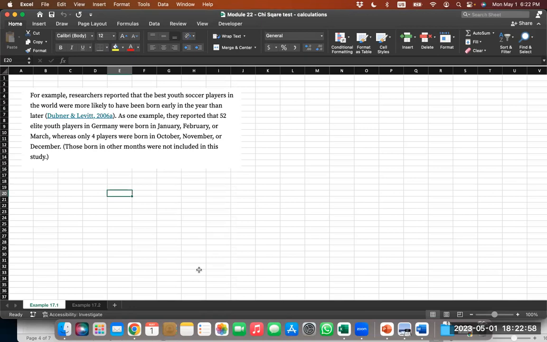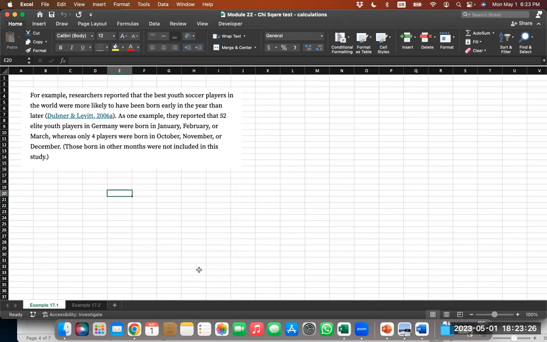So essentially what you need to do first is operationalize what you have been given. You have two different cohorts that you're testing. You have those elite youth soccer players that were born in January, February, and March. Then you had those that were born in October, November, and December. The difference here is 52 that were born early in the year compared to 4 that were born late in the year.